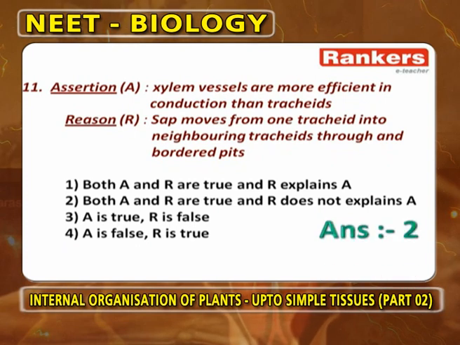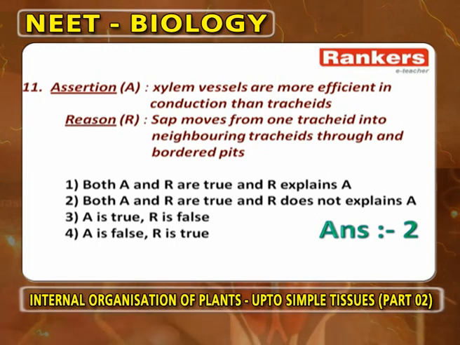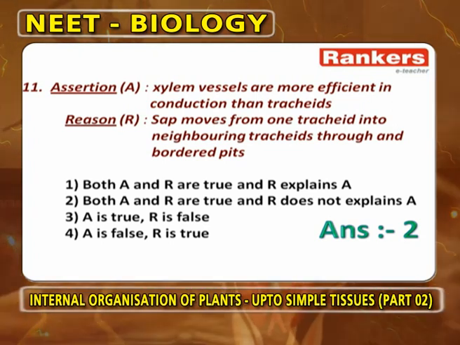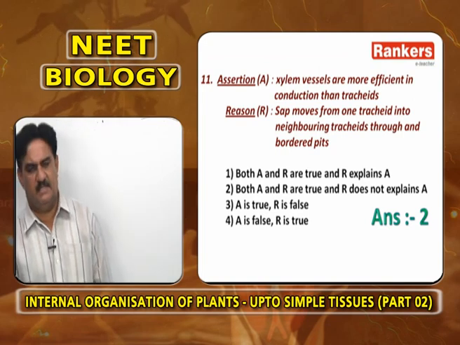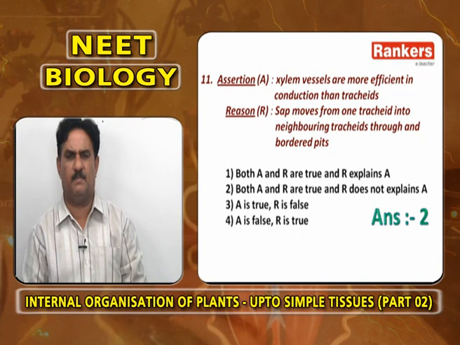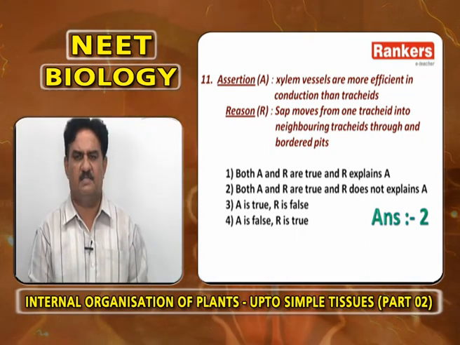Assertion: xylem vessels are more efficient in the conduction of water than tracheids. Reason: sap moves from one tracheid into the neighboring tracheid through bordered pits. Xylem vessels are more efficient in conduction than tracheids is correct, it is proved in almost all plants. Reason: sap moves from one tracheid to the neighboring tracheid through bordered pits. So the first one is regarding xylem vessels, the other one is regarding xylem tracheids. Both are correct. So both A and R are correct, but R does not explain A.